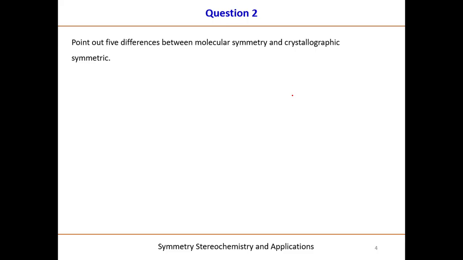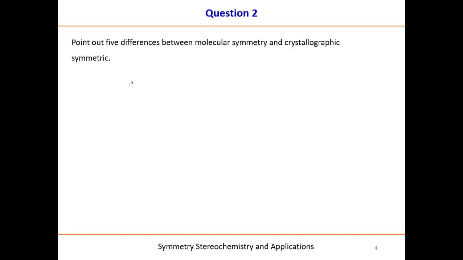Here the question is given. Point out 5 differences between molecular symmetry and crystallographic symmetry. As all of you know, molecular symmetry is the symmetry which we calculate for molecules, and it passes through the molecules. But crystallographic symmetry might or might not pass through the molecules, and it talks about the crystal system, not a molecule. So that's a major difference here. We will discuss the 5 differences.